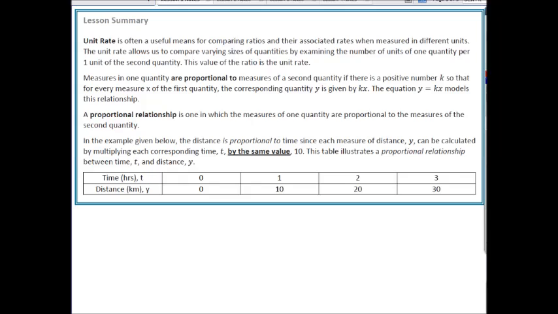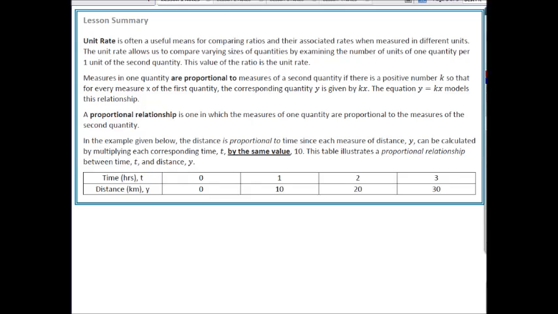Measures of one quantity are proportional to measures of a second quantity if there is a positive number k, so that for every measure x of the first quantity, the corresponding y is given by k times x. The equation y equals k times x models this relationship. A proportional relationship is one in which the measures of one quantity are proportional to the measures of the second quantity, meaning that they're always multiplied by the same constant to get the output.